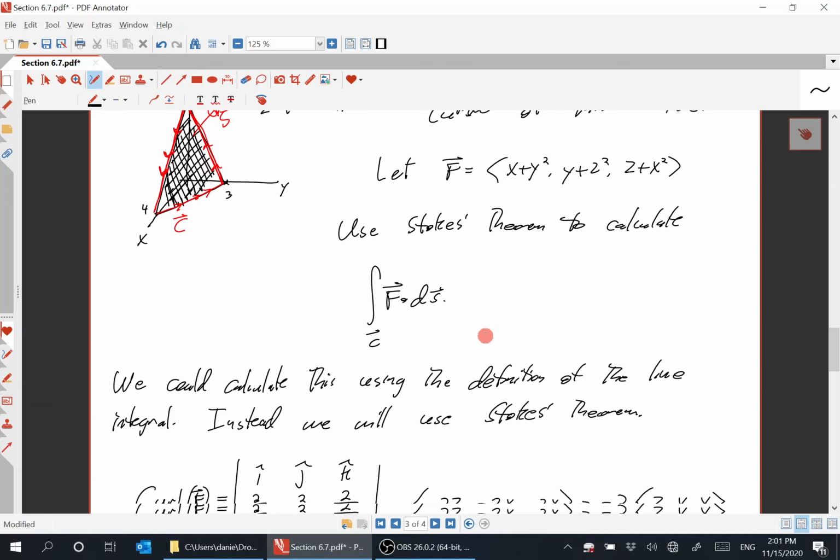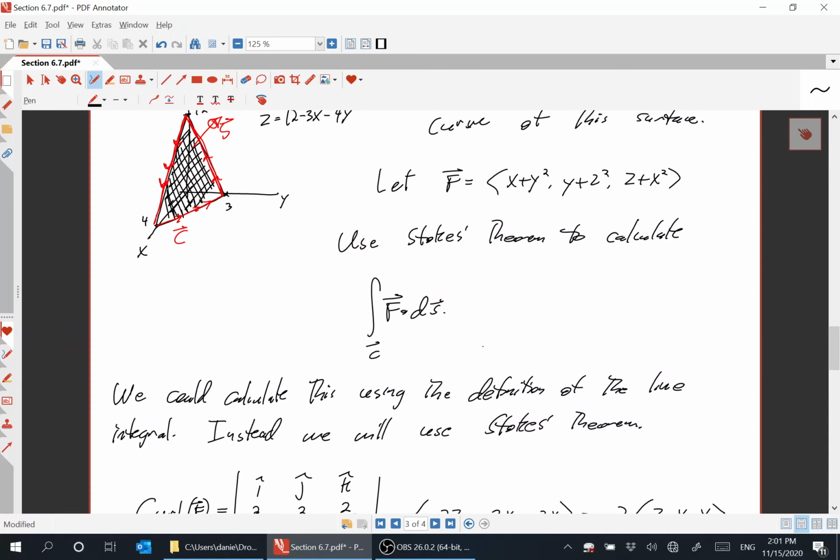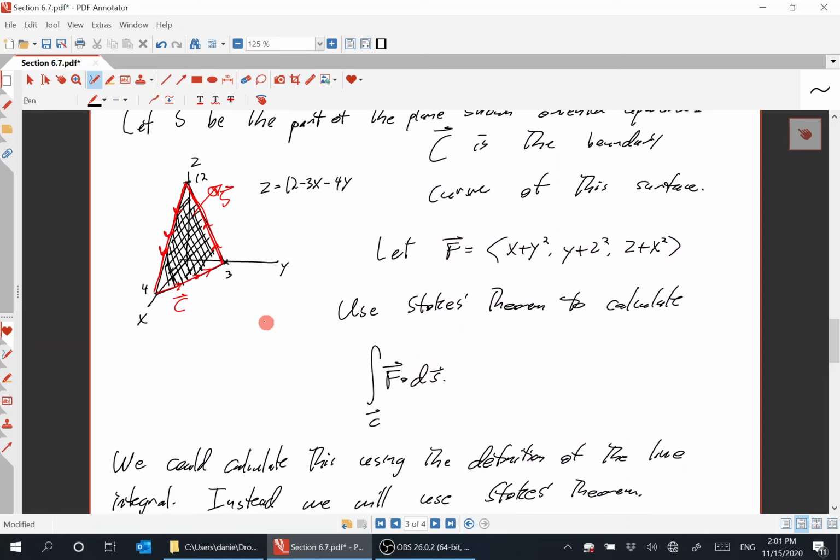The surface S, right now, in order to calculate a surface integral, we need to parameterize the surface, right? So the surface, let's take a look at it.